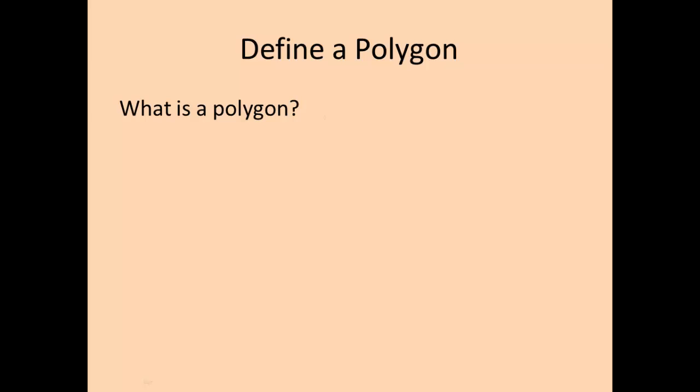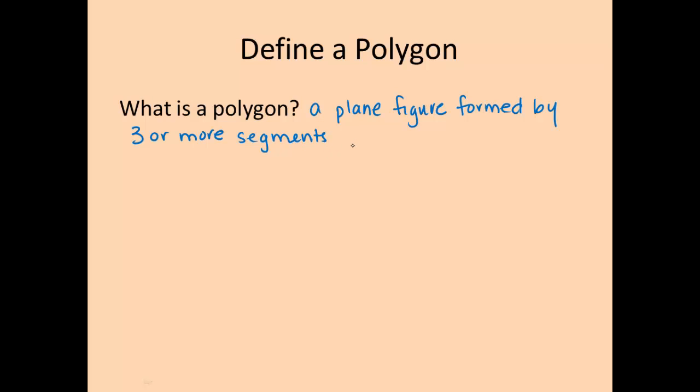A polygon is a plane figure, which means that it is two-dimensional and it is formed by three or more segments called sides.